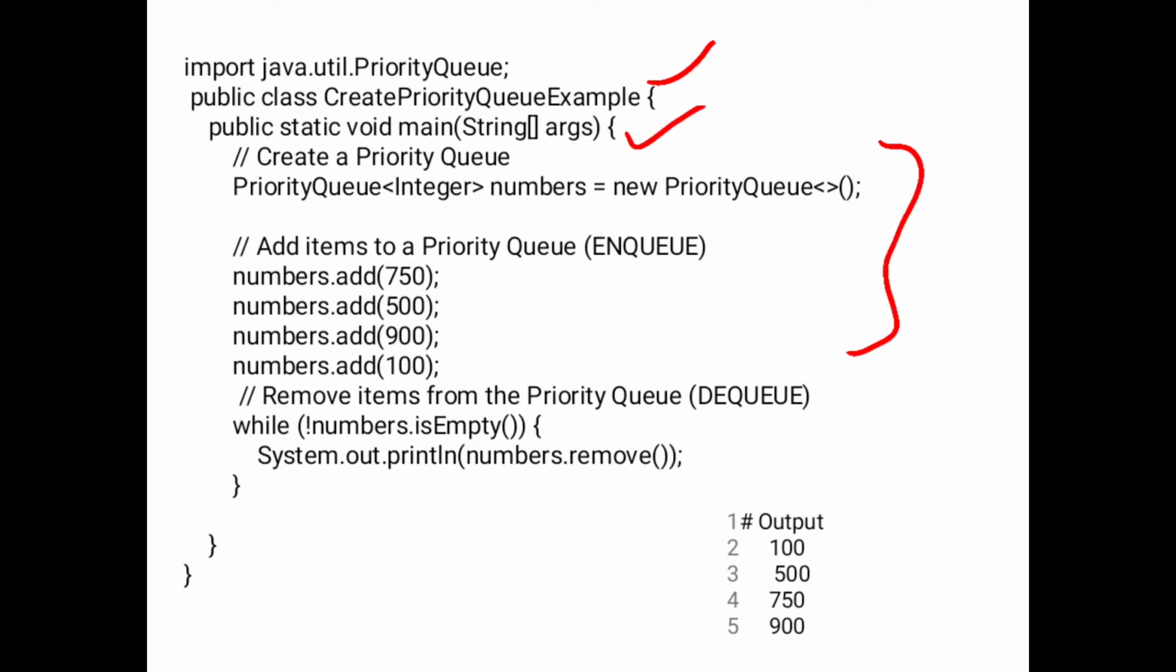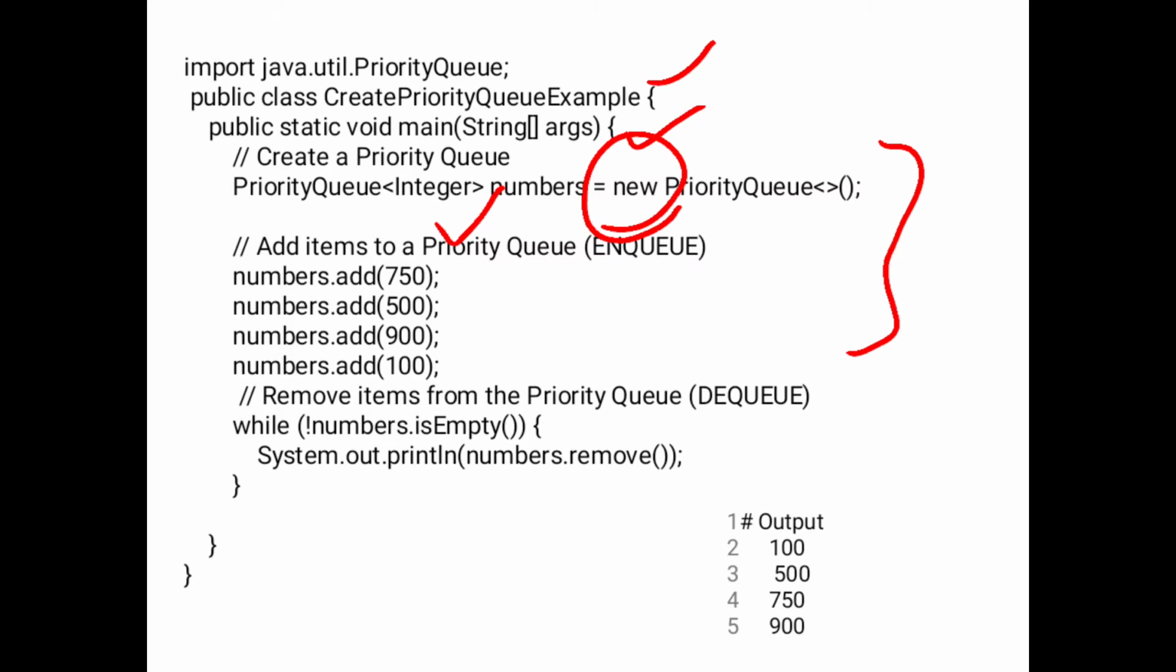Actually, what is the queue? Listen here: PriorityQueue, then Integer numbers equals new. New is the operator mostly used in OOP languages. Why do we use new? Because it creates the memory allocation. New is the operator used to create new memory space. For what purpose? To arrange the elements in order. That means all elements are stored in memory in queue order, that is priority queue.